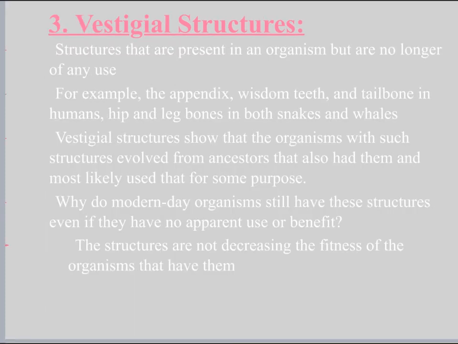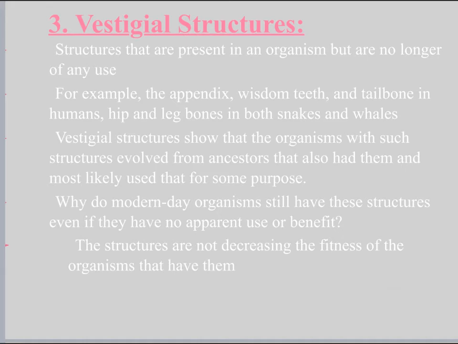Vestigial structures. These indicate evolution because they are structures that are present in an organism, but they don't have a use anymore. So in humans, we have an appendix, we have wisdom teeth, we have tonsils. These are things that, particularly the appendix, these are things that have no function in humans, but yet we still have them, okay?